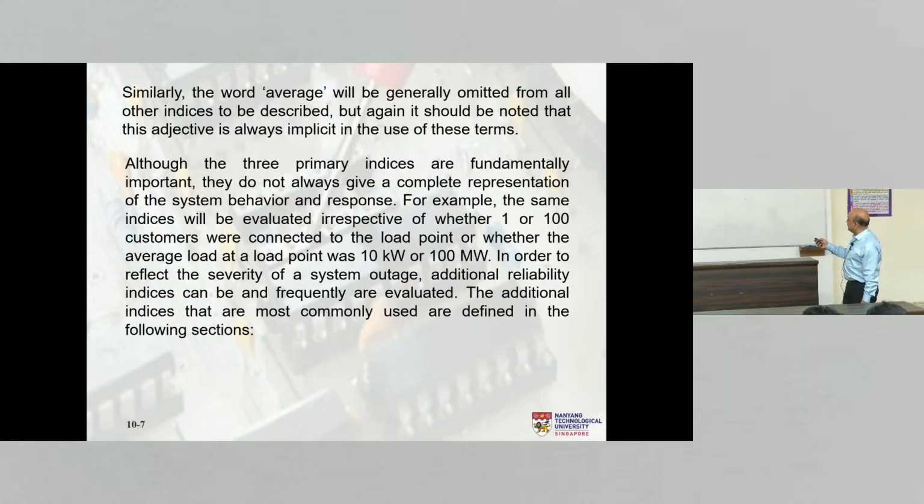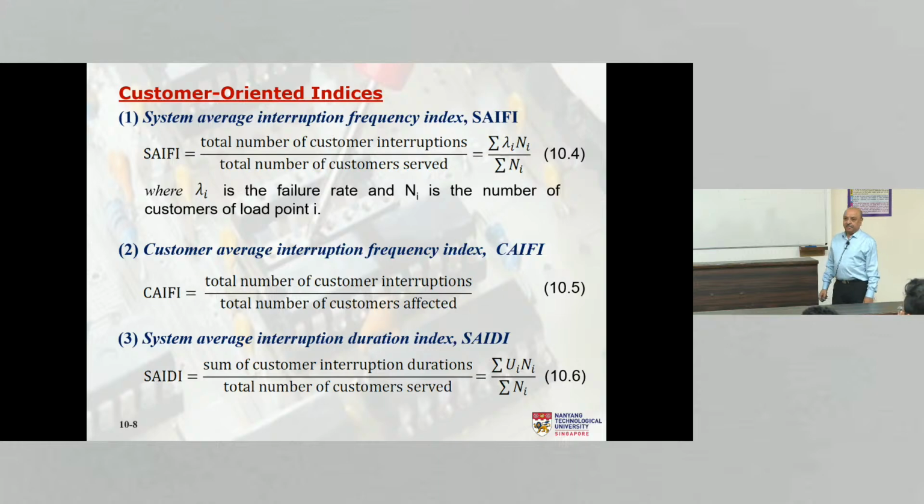So, those additional indices are defined here. There are two types. One is called customer oriented indices and the other is called load oriented indices. The customer oriented indices are generally more common as opposed to the load oriented indices, but I've given you the equations here for all the indices that can be calculated and are frequently calculated. SAIFI is the total number of customer interruptions divided by total number of customers served. Yeah. So now this is for the system, for the entire feeder.